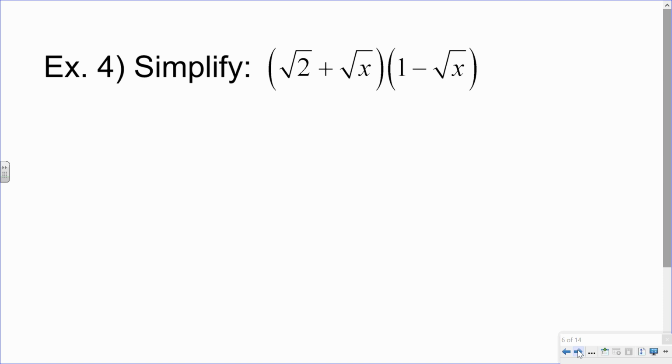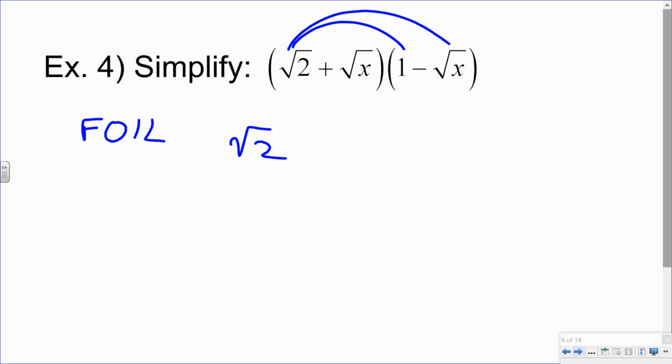Okay, I see parentheses times parentheses. Anybody else see parentheses, parentheses? And Blake, what do you like to do when you see parentheses times parentheses? Let's FOIL it. So let's just start out with foiling this thing. So that will give me root 2 times 1 will give me root 2. Root 2 times minus root x will give me minus root 2x. Plus root x times 1 will give me plus root x.